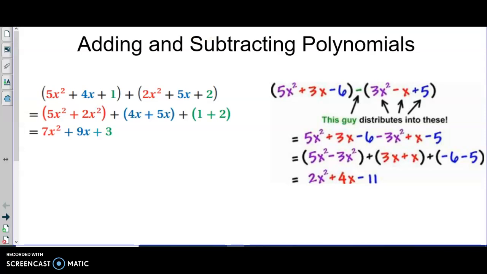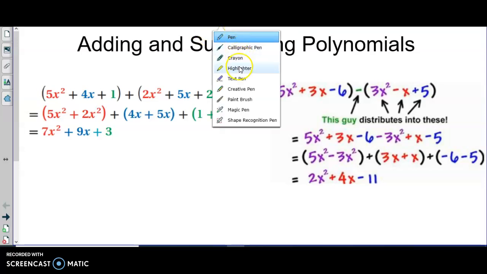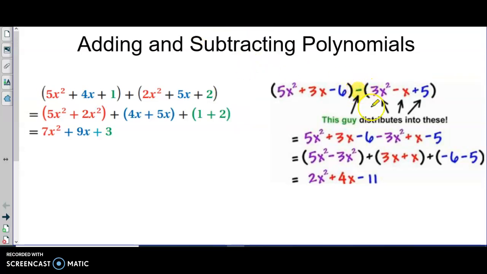The part you have to be really, really, really careful of is when you are subtracting polynomials, you've got to distribute that negative sign. It's really a -1. So what you're doing is you're really multiplying each of these times -1. But what that does, when you multiply times a negative, it just changes the sign. So anytime you distribute a negative sign, you have to change the sign of everything in the parentheses.